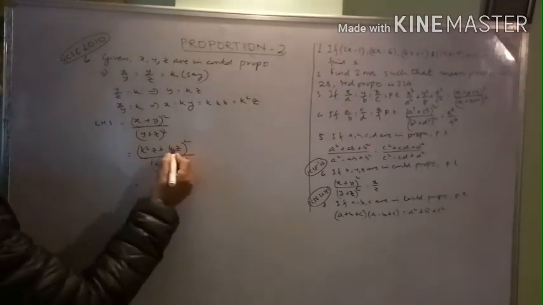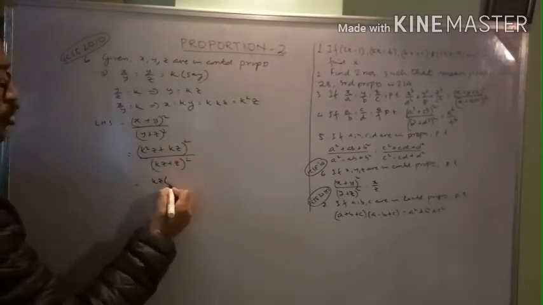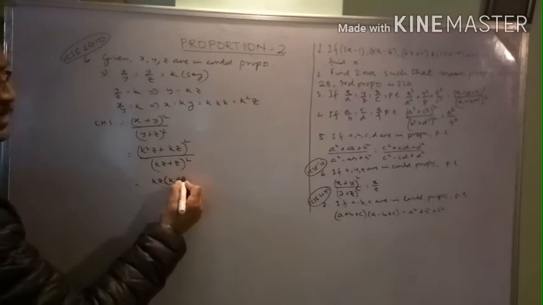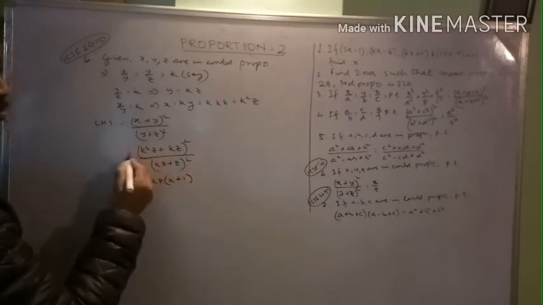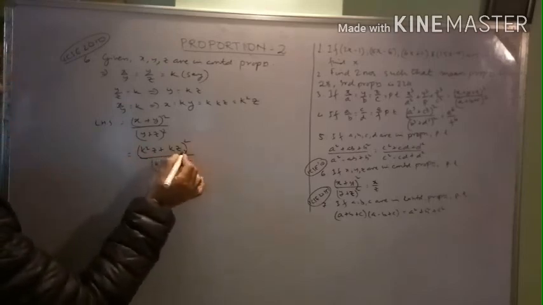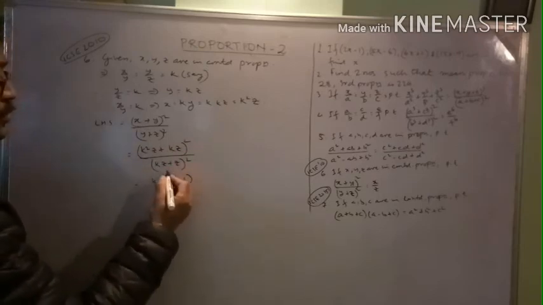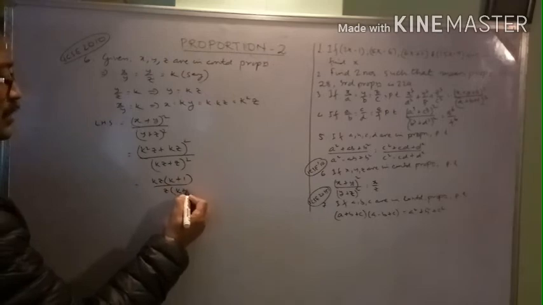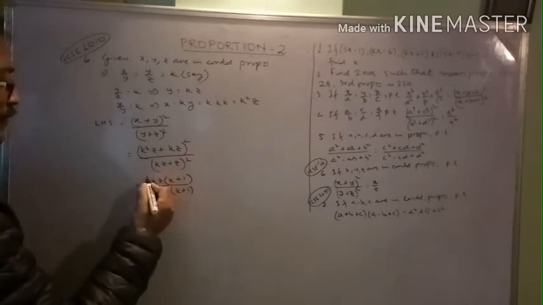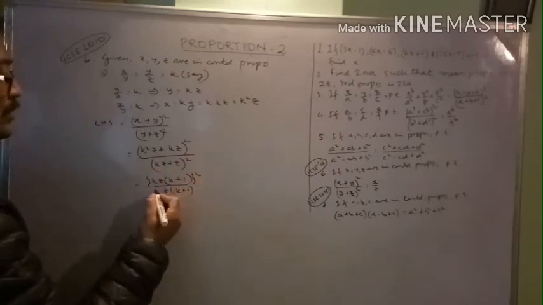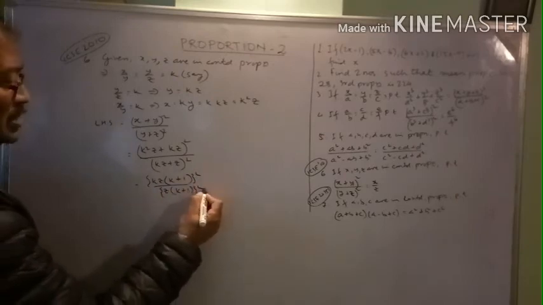Now take common here. kz is common, so what is left here? k plus 1. kz taken common, so 1k will remain here, kz taken common, so only 1. Denominator, only z is common, so you get k plus 1. So here you have whole square, here also you have whole square.